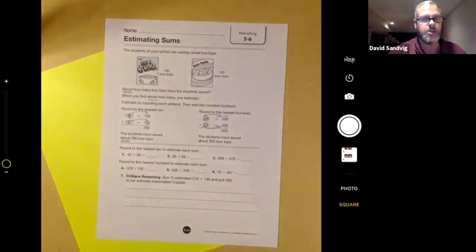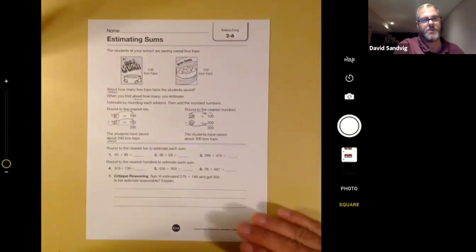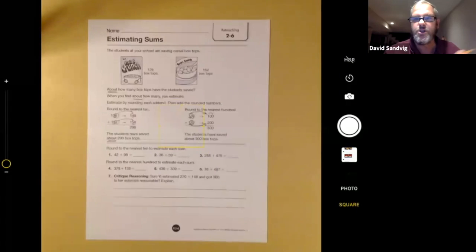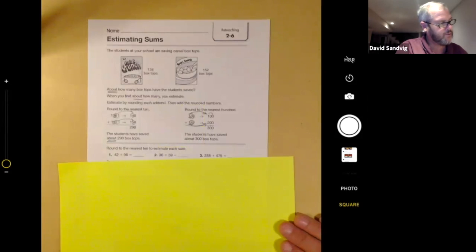For the next part, I am going to get out my scratch paper, and I think you should have scratch paper too. Because when you are rounding first, you might have to write it down. If you can do it in your mind, then that's great. But some of you might have to write it down. So let's look at the first one.